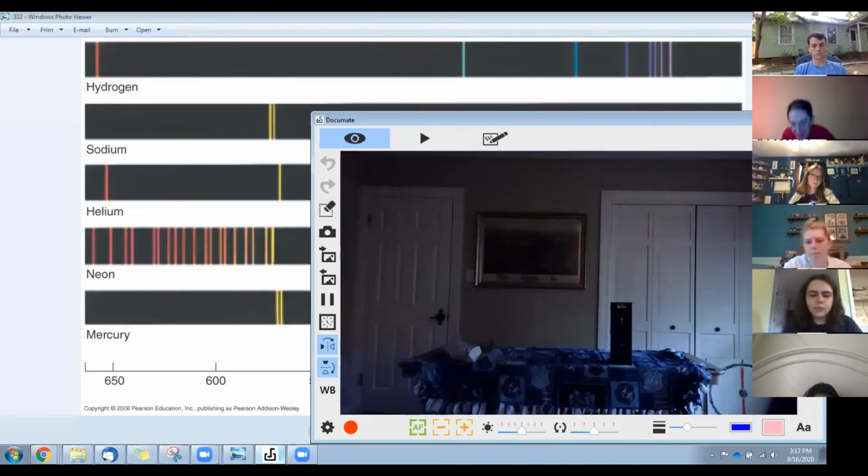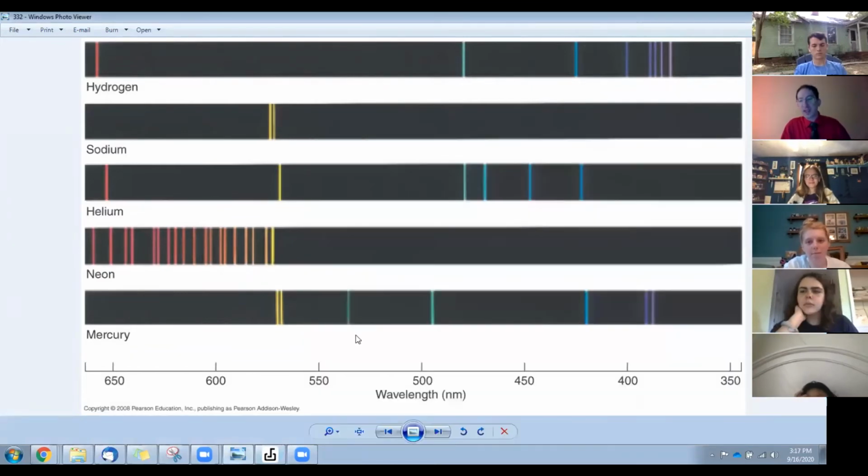So, I'm careful with that tube. I don't want to break that tube because you don't want mercury vapor floating around. Mercury has that double yellow line, but also some of these others.